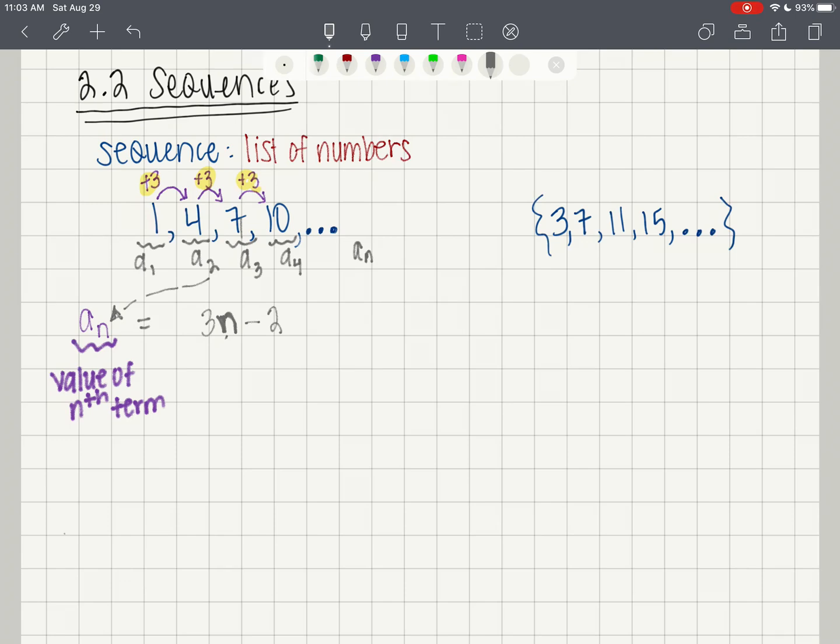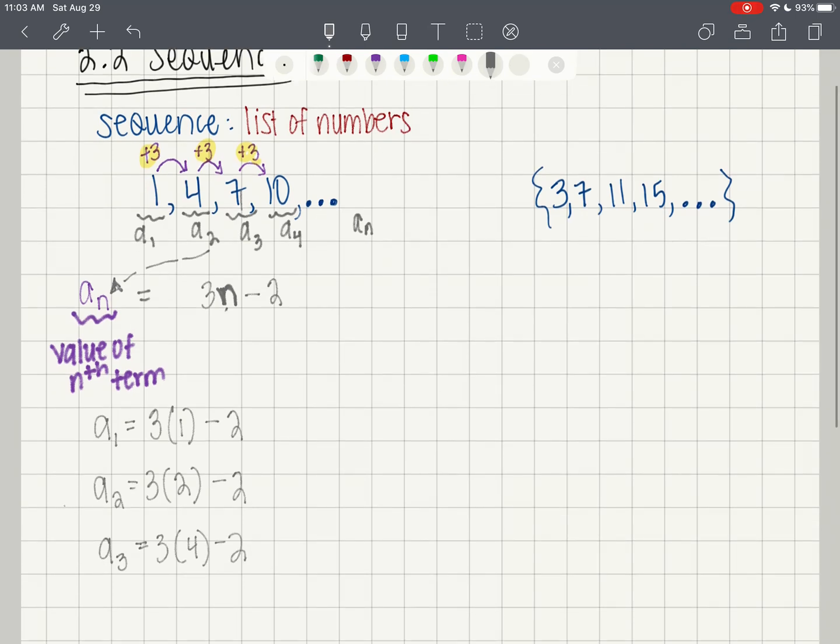And I'm going to show a little bit more work here. So a sub 1 is equal to 3 times 1 minus 2. A sub 2 is 3 times 2 minus 2. A sub 3 is equal to 3 times 3 minus 2. And then a sub 4 is 3 times 4 minus 2. Sorry, I messed that up.